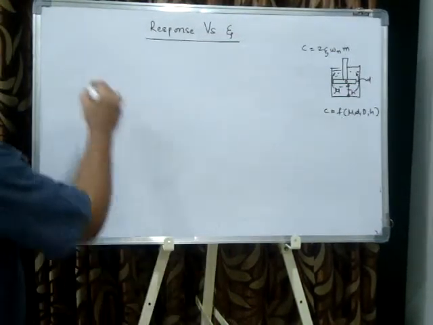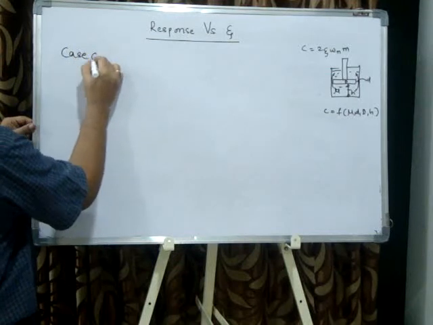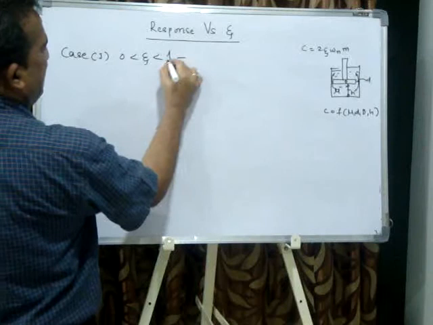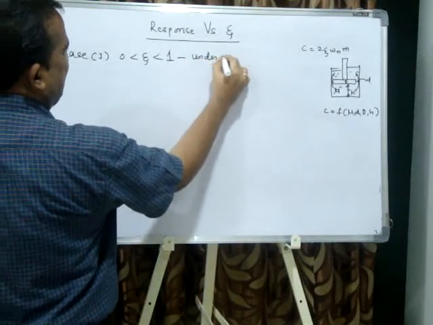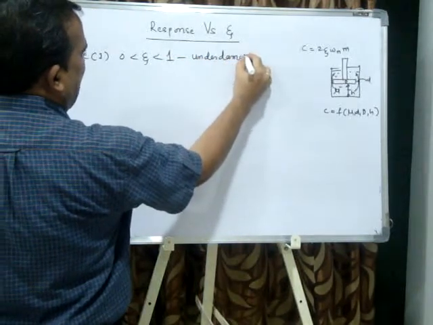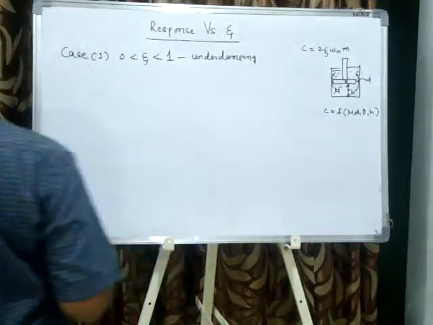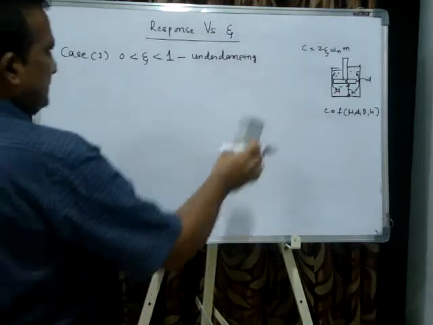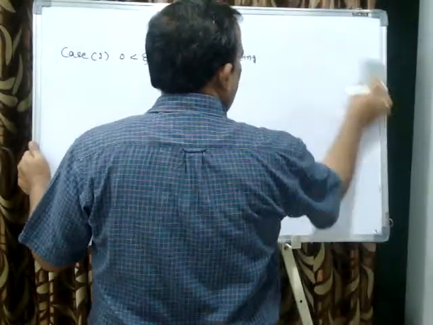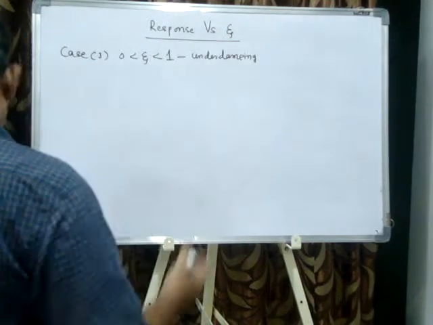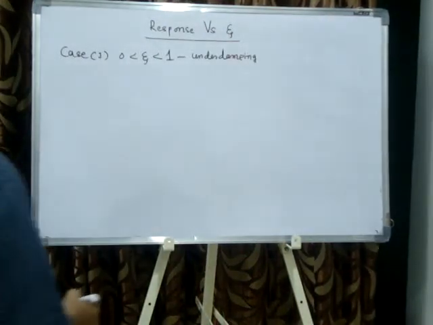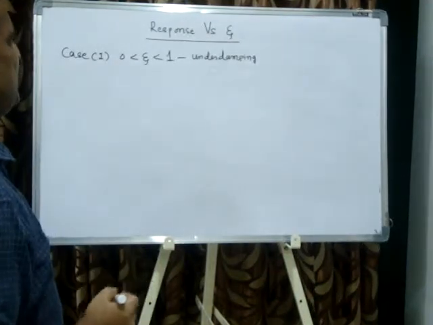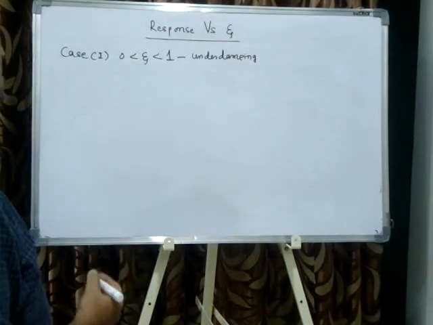Now in the first case of zeta, what is zeta in my case? This is called underdamping. When zeta is greater than 0 and less than 1, it is called underdamping. In the last class, I gave the classification. So for underdamping, I find the poles. My main objective is response versus zeta, so response depends on the poles.